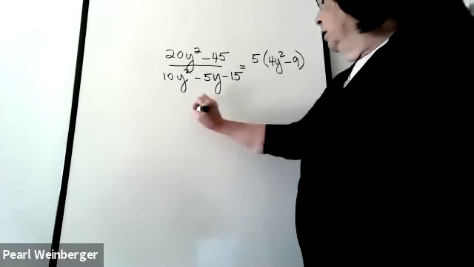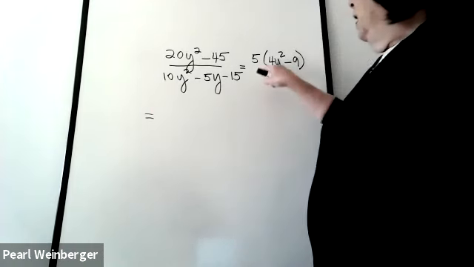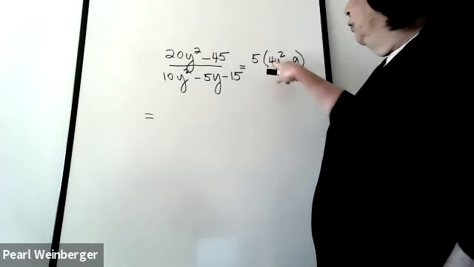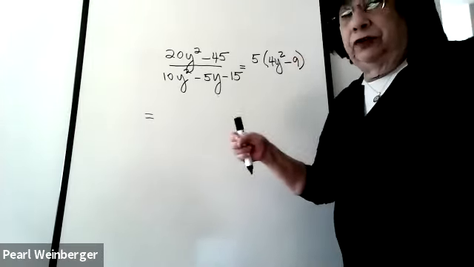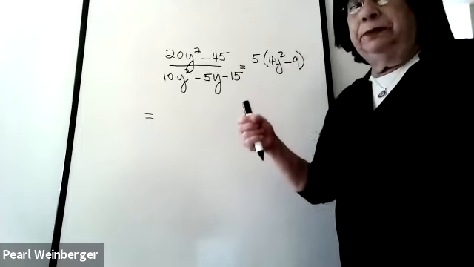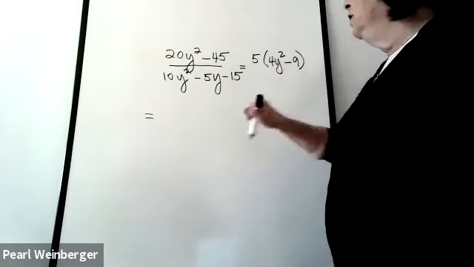I'm going to continue over here. Note when I look at this, 4y squared minus 9 can be factored further because 4y squared is a perfect square and 9 is a perfect square. We have the difference of squares.